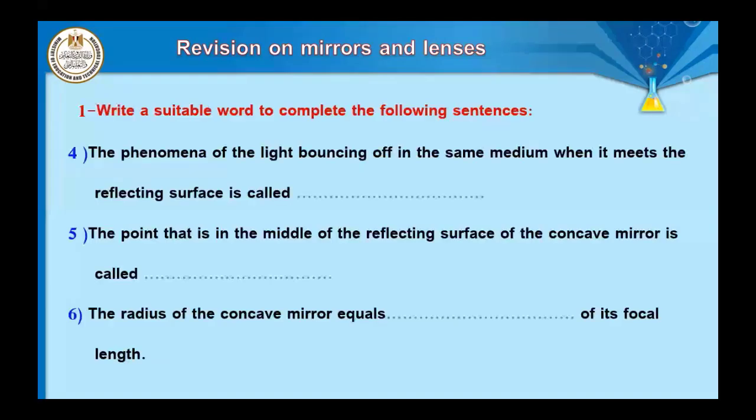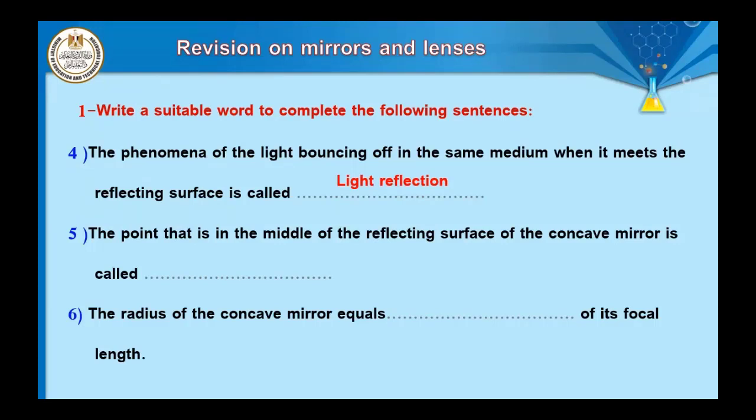Another question, number four. The phenomenon of light bouncing off in the same medium when it meets a reflecting surface is called space. He asked you about the phenomenon. What is the phenomenon of light bouncing when it falls on a reflecting surface? This phenomenon is called light reflection. Light reflection has two laws. Number one, the angle of incidence must equal the angle of reflection. Number two, the incident light ray, the reflected light ray, and the normal all lie in one plane perpendicular to the reflecting surface.